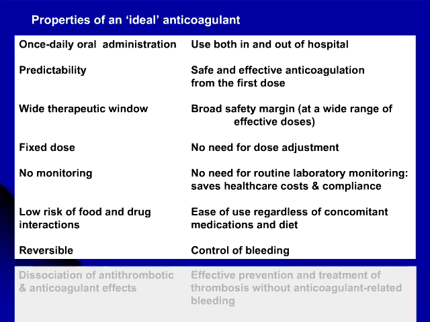Now, if we think about the properties of an ideal anticoagulant, I've just listed some here. So, drugs that are easy to use, safe and effective from the first dose, a broad therapeutic window, no need for dose adjustment, no need for monitoring, and ease of use regardless of diet or potentially other drugs. And ultimately, what we would want from an anticoagulant or an antithrombotic drug is one where the antithrombotic effect is dissociated from the bleeding effect. And indeed, if such a drug were to exist, we wouldn't need to monitor or measure at all.